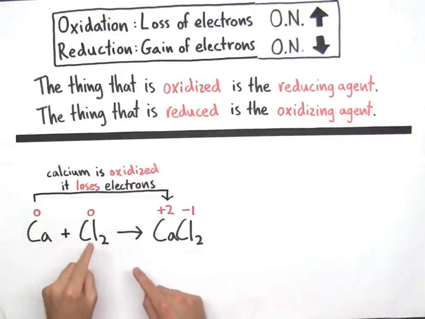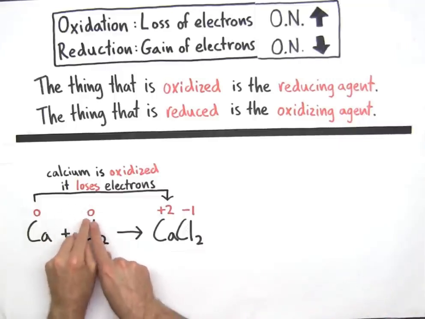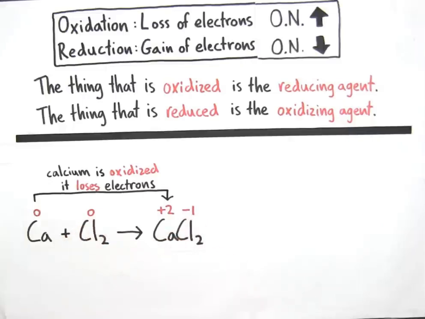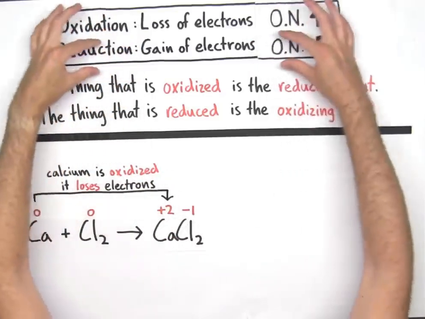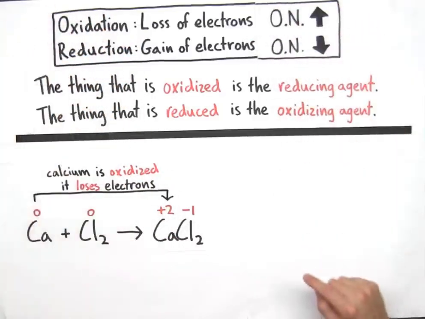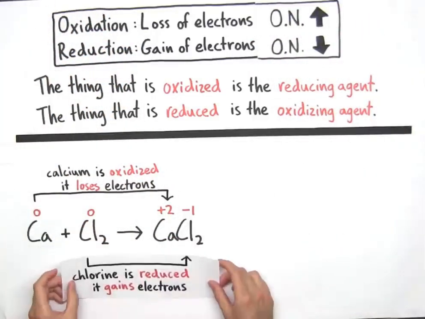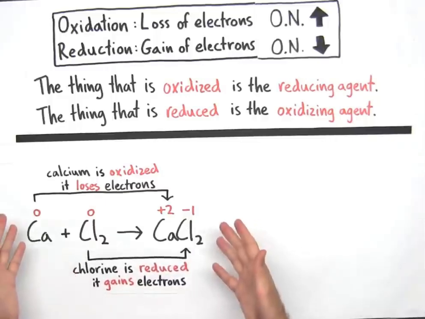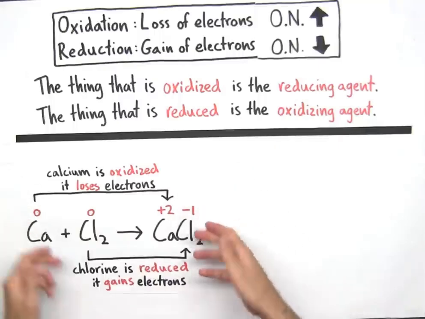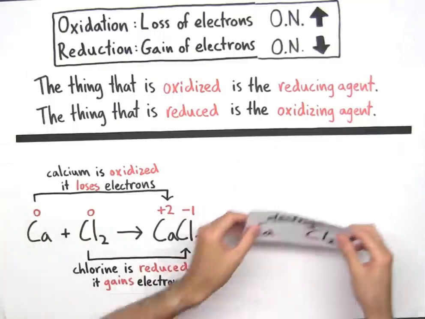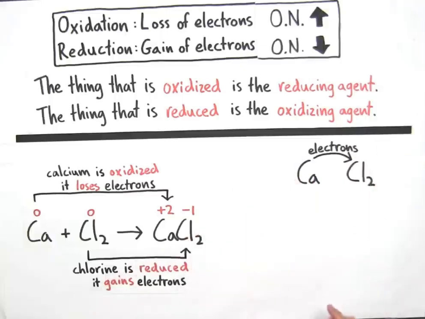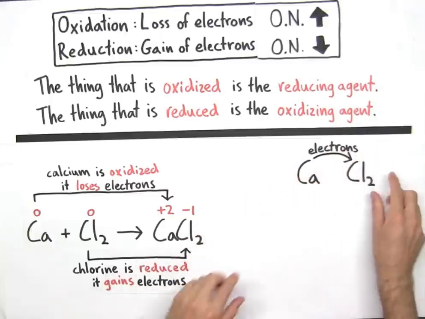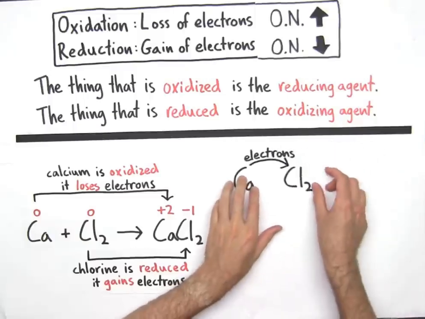Then on the other hand, we have Cl2, chlorine here. Chlorine is 0 here, but it's -1 on this side of the equation. So its oxidation number is going down, which means that it is being reduced. It is gaining electrons. So that's what's happening with the movement of electrons in this reaction. We can sum it up with a simple little diagram like this: electrons are being transferred from calcium to chlorine.